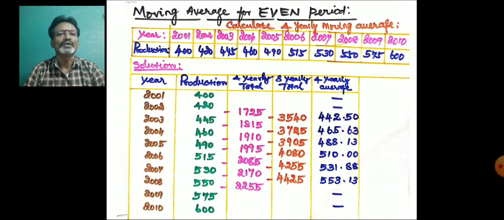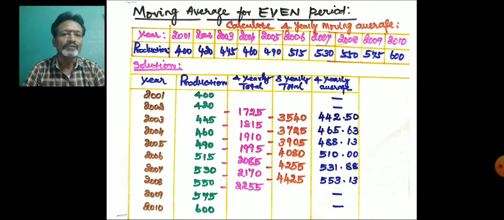For that we have to estimate the 8 yearly total. In the third column we have the 4 yearly total. If you add two 4 yearly totals, you will get the 8 yearly total. So first we add the first two values, 1725 plus 1815, and these two values are written against 2003. Now 2003 is the middle year. So the total is 3540 and it should be written against 2003.